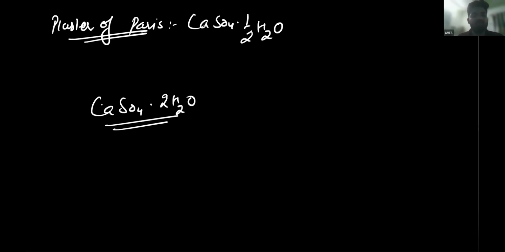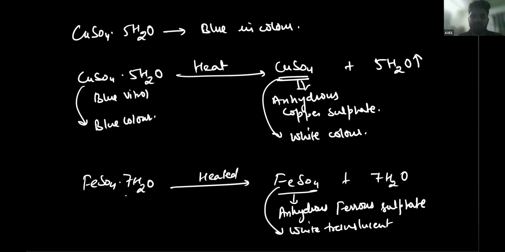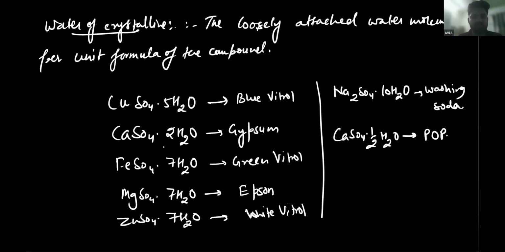Now next we are discussing plaster of Paris. I have told you that it is CaSO4 dot half H2O. So how is it formed? It is formed from calcium sulfate dot 2H2O. It is gypsum. We have written this one named as gypsum.